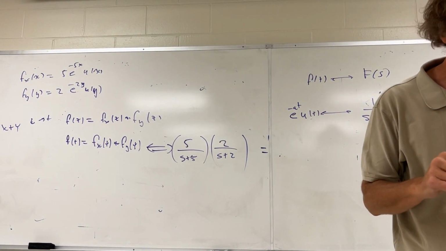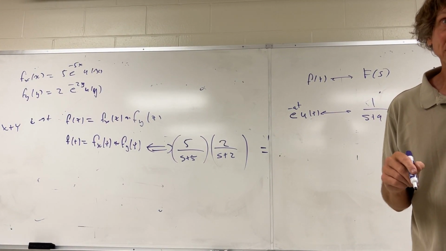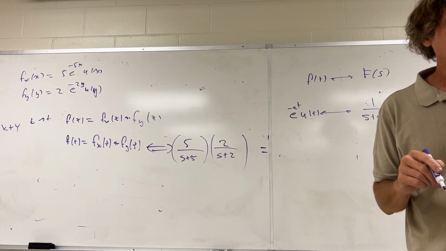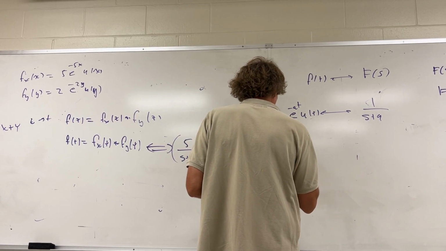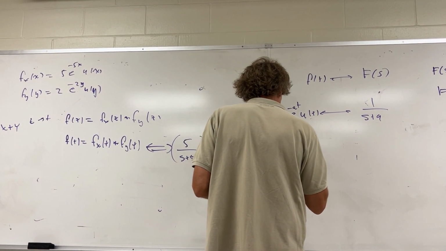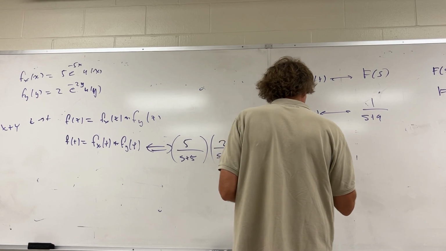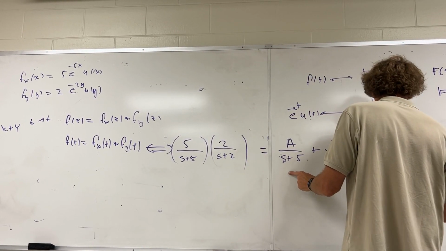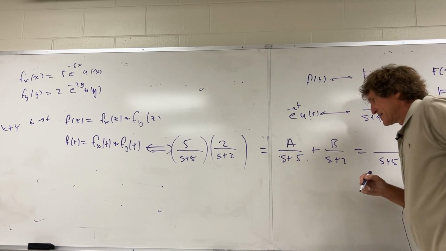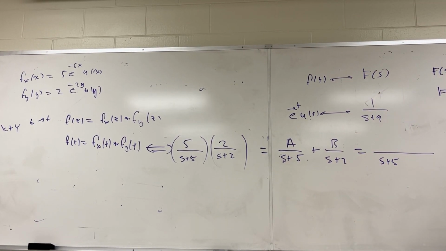Those are two poles, right? You agree? How many see this? All right, so with the two poles, we assume one is a over s plus 5 plus b over s plus 2, right? So how do I get a? Y'all remember? You multiply by s plus 5 and then take the limit as s goes to minus 5.